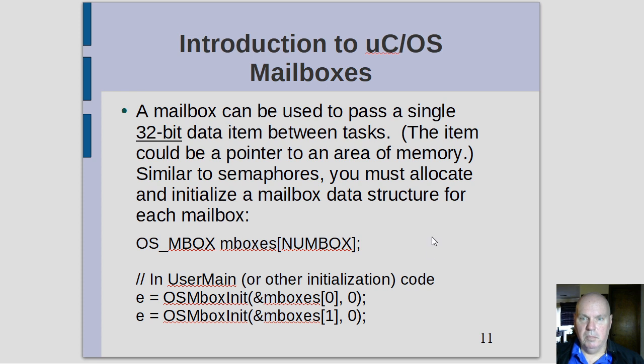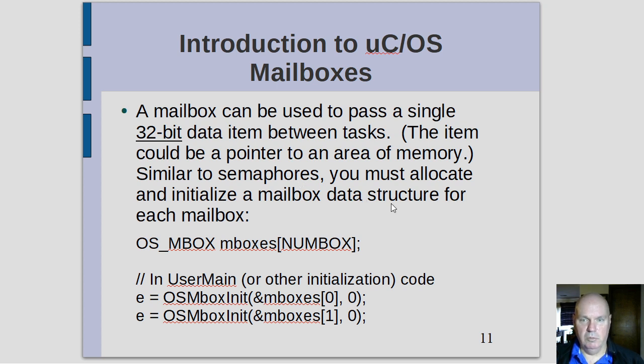A mailbox can be used to pass a single 32-bit data item between tasks. So it's like a very limited queue, right? I can't pass arbitrary length data or multiple messages, just a single 32-bit item. It can be used for synchronization and to pass, again, simple data. It could be a pointer to an area of memory, though.